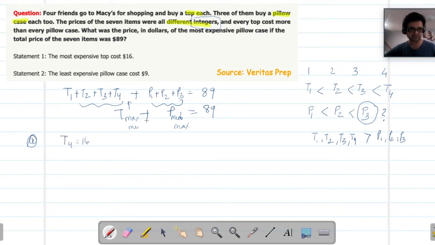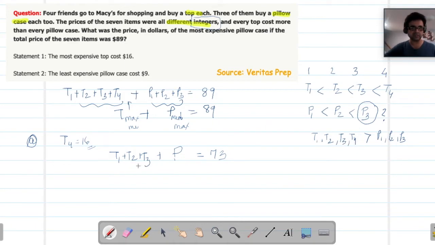So let's rearrange our equation a little bit. So we have the sum of the 3 T's plus the sum of the 3 P's, which we called P here, as 73. We also know something very, very important, that all of these 6 numbers would be less than 16 because all of the P's are less than T's and T4 is the maximum.